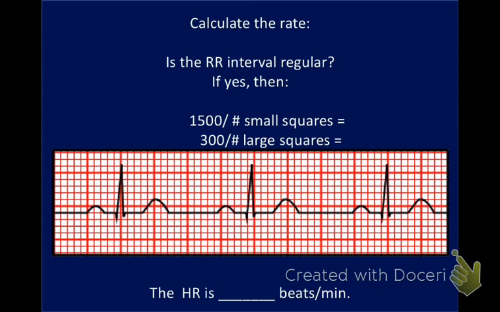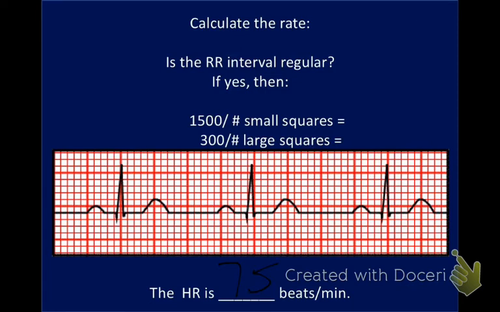So right here, let's calculate the rate. Is the R to R interval regular? Then we can do the 300 divided by the number. So right here, we would say that this rate is regular, right? So we have 1 big box, 2 big box, 3 big box, 4 big boxes. So what's 300 divided by 4? Get your calculators out. 75. So then that is your rate. Your rate would be 75 beats per minute.